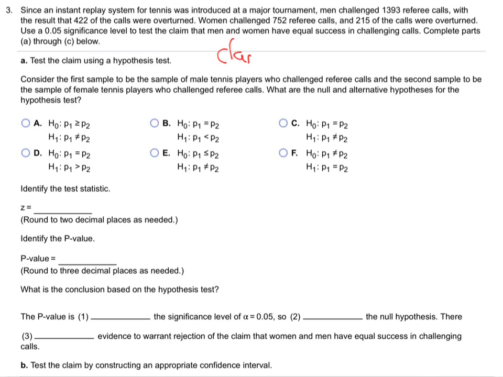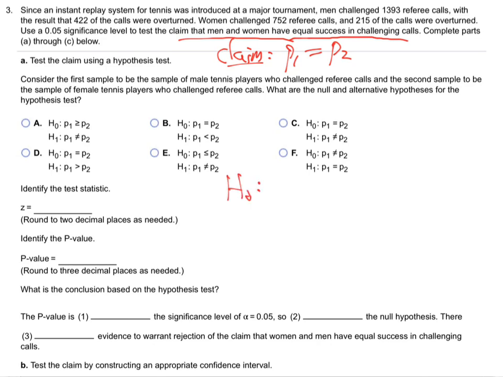So what's the claim? The claim that men and women have equal success in challenging calls. So p1 equals p2, right? Equal success. That the percentage of time they're right in the call is equal. p1, p2. Good? So that's the claim.